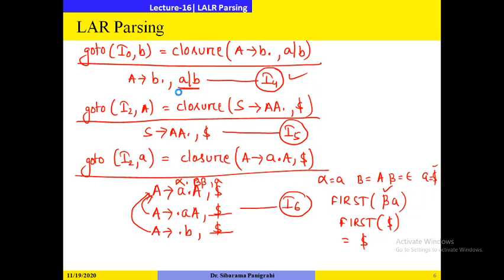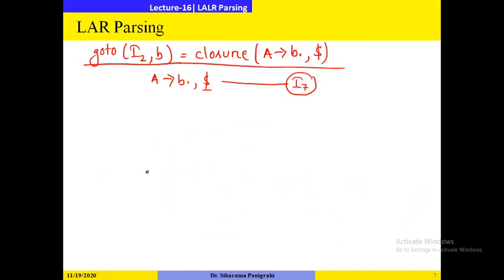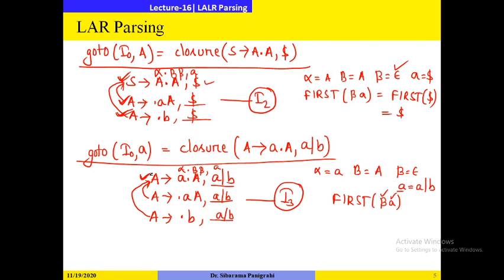Now in I2, can you jump any other symbol? No, you have jumped all the symbols. Now let us go through I3. You see in I3, can you jump a symbol? Yes, you can jump this A in this production. So go to I3 comma capital A. It is nothing but closure of. So in I3 in this production, if you jump the capital A, you will get A gives to AA dot comma A or B.